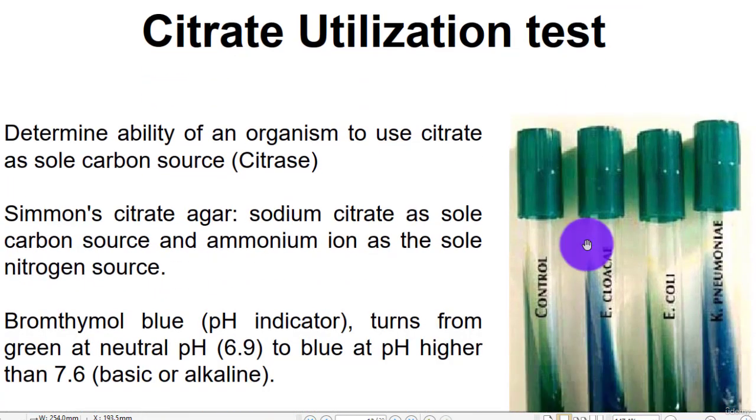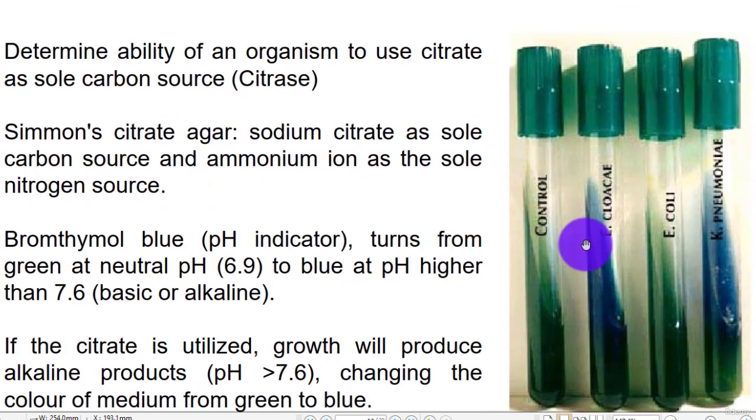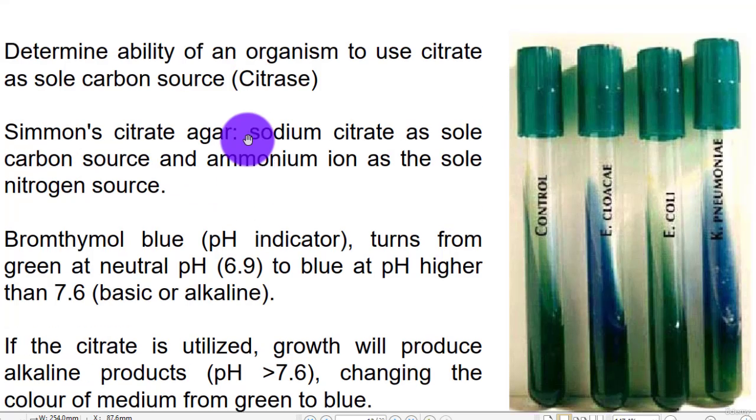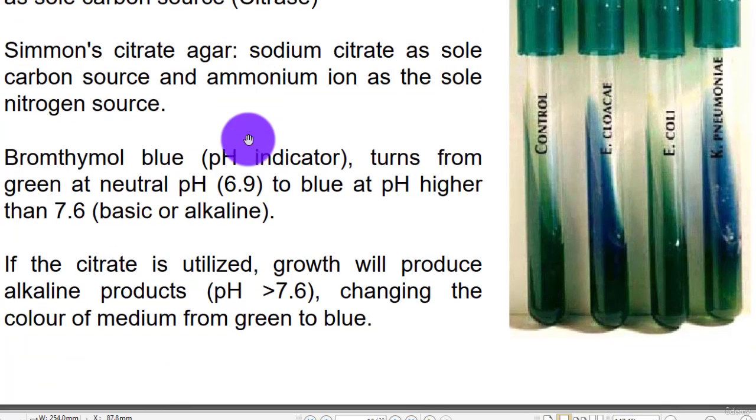Citrate utilization test determines the ability of an organism to use citrate as the sole carbon source. Simmons citrate agar contains sodium citrate as the sole carbon source and ammonium ion as the sole nitrogen source. Bromothymol blue turns from green at neutral pH 6.9 to blue at pH higher than 7.6, basic or alkaline.